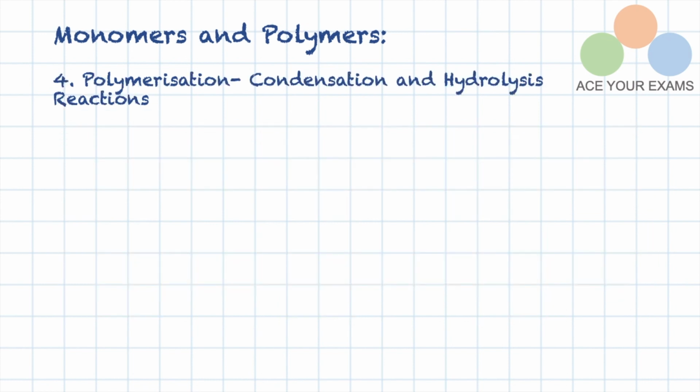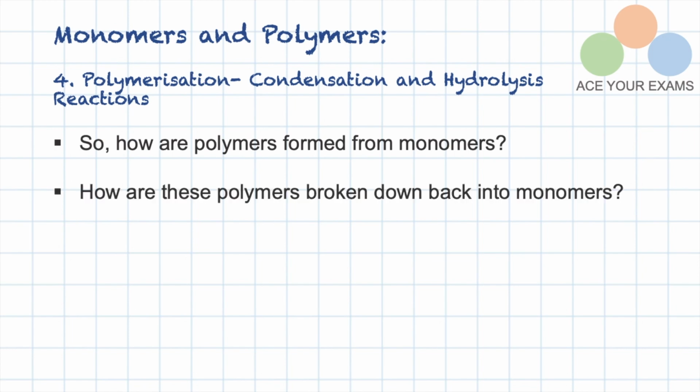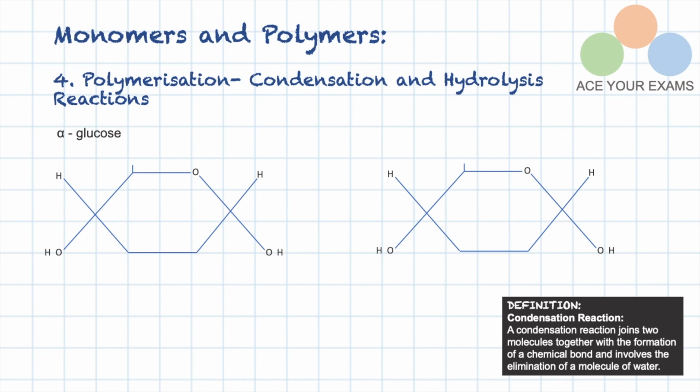So now onto a couple of reactions you need to be able to understand. So how are polymers formed from monomers? And then how are these polymers broken back down into their monomers? So first off, there's a reaction we're going to discuss, and it's called a condensation reaction. This reaction joins two molecules together with the formation of a chemical bond and involves the elimination of a molecule of water. So just as an example, here we have two molecules of alpha glucose.